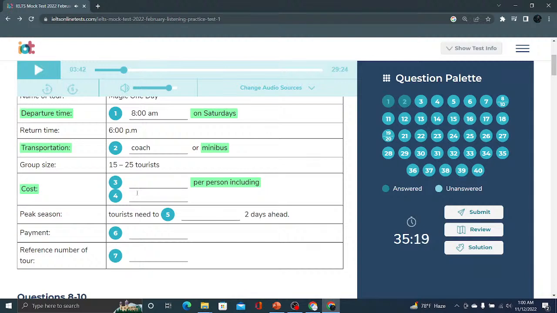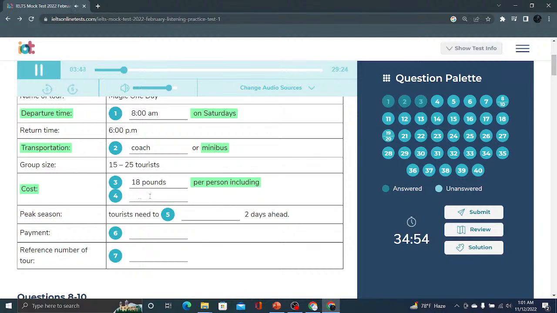Great. So you were saying that the cost is 18 pounds for each person. So the answer would be 18 pounds. Okay, 18 pounds. Let's listen for question number 4.